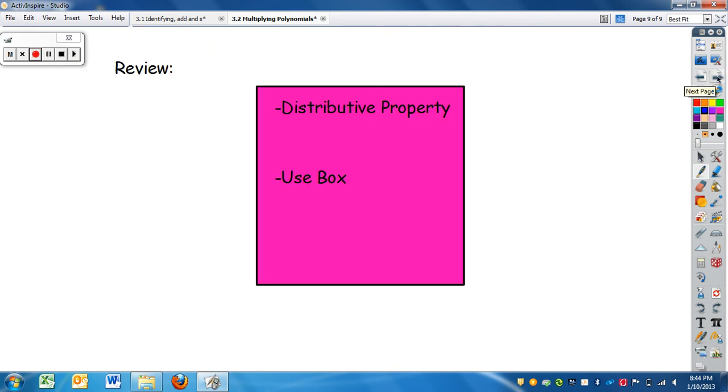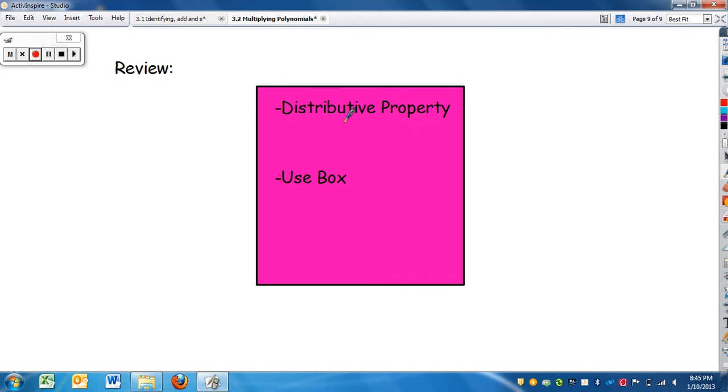We're going to skip those two, and we're just going to review. The distributive property, so when you're multiplying polynomials, you can use the distributive property, which remember is just multiply each term to the other terms in each one, or you can use the box. It depends on your own preference.